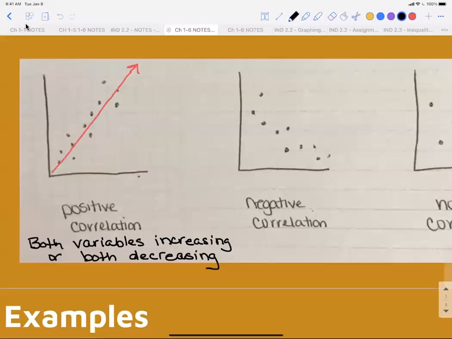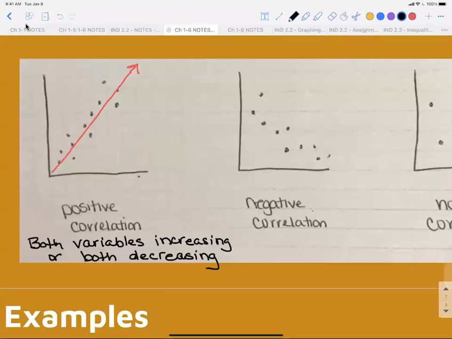So what do I mean by variables? Let's say I did a poll and I said when the weather increases, do you buy less or more ice cream, and most people are going to say more ice cream, right? Hot weather, so when the weather goes up or increases, the sales of ice cream increases. So that would be considered positive correlation because when one goes up, the other one goes up, okay?